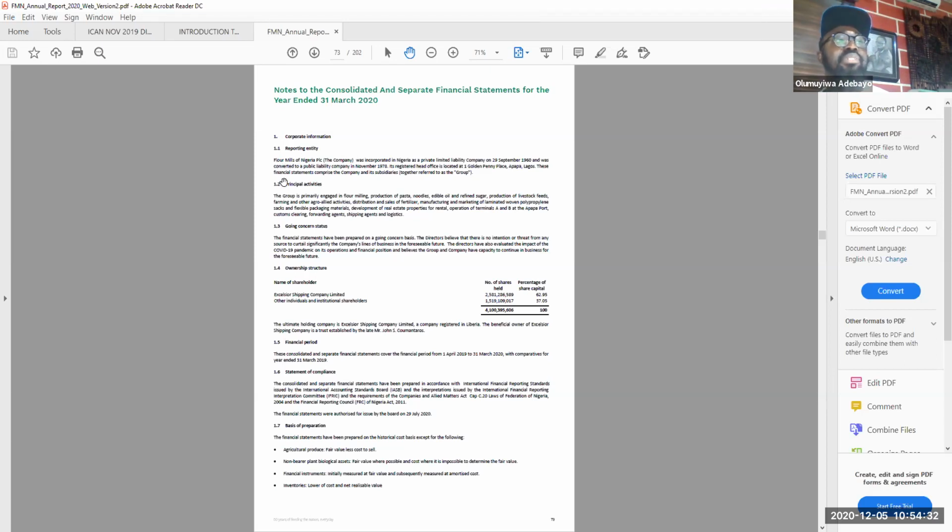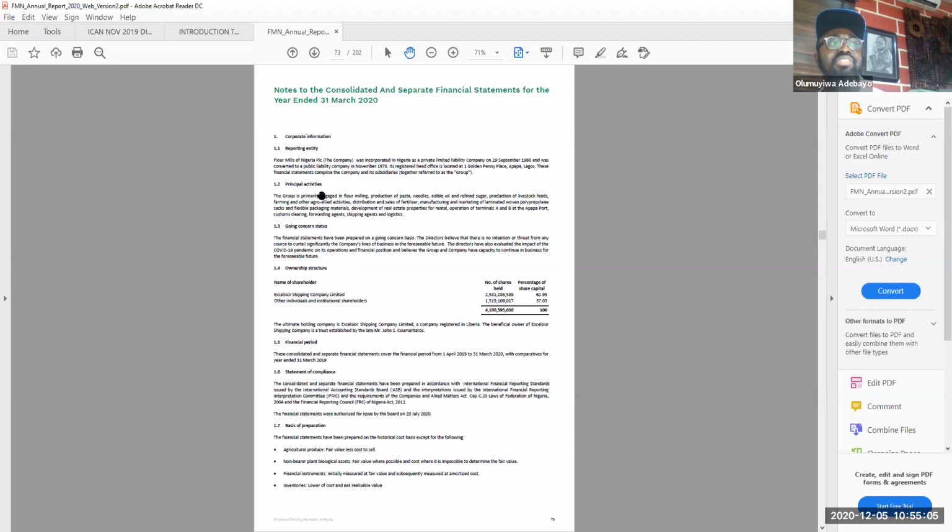Now, this is general information about the entity. You must let us know which entity we are preparing the financial statement for. In this case, it's Flour Mills of Nigeria PLC. The company was incorporated in Nigeria as a private limited company on 29 September 1960 and was converted to a public limited company in November 1978. Its registered head office is located at 1 Golden Penny Place, Apapa, Lagos.